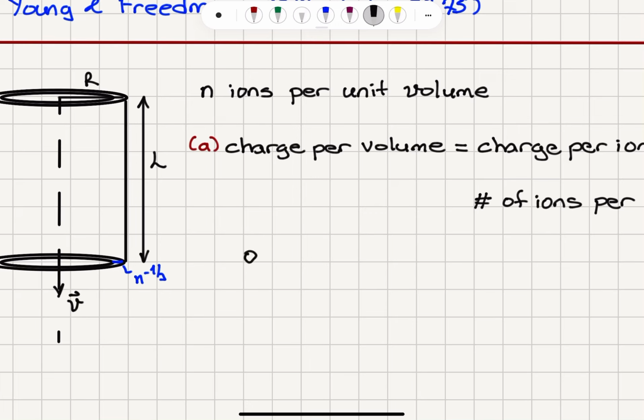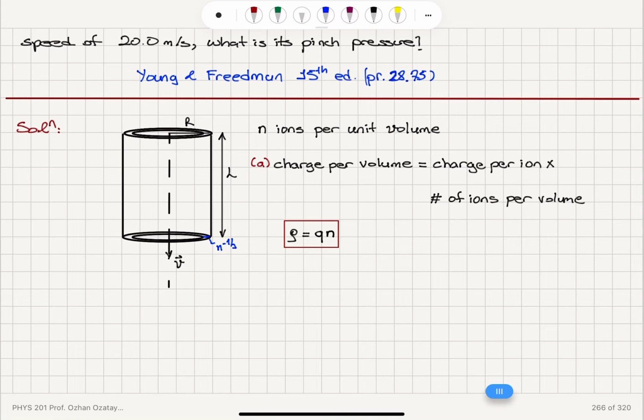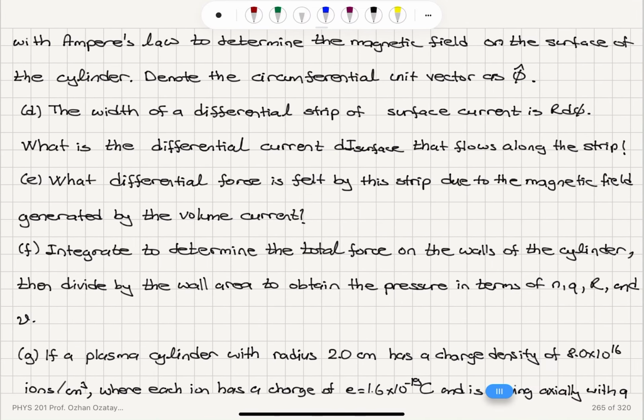So the charge density ρ will be Q, the charge per ion, multiplied by n, the number of ions per volume. So the charge times the number of ions gives us the total charge. Then it is per volume. So this is going to be our charge density. So that's the answer to part A of this question.